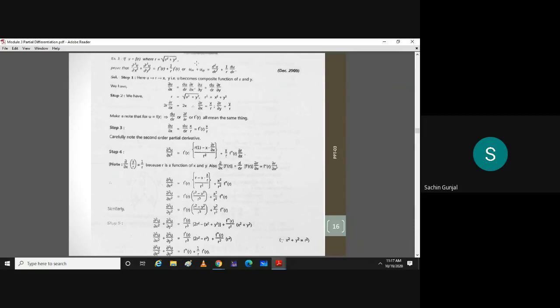Okay, so let us go through this quickly. So u is a function of r and r is a function of x, y. So how do you calculate ∂u/∂x? Very first rule, u with respect to r and then r with respect to x. Similarly, ∂u/∂y is u with respect to r and r with respect to y. Is this first statement clear? Yes, sir. Okay.